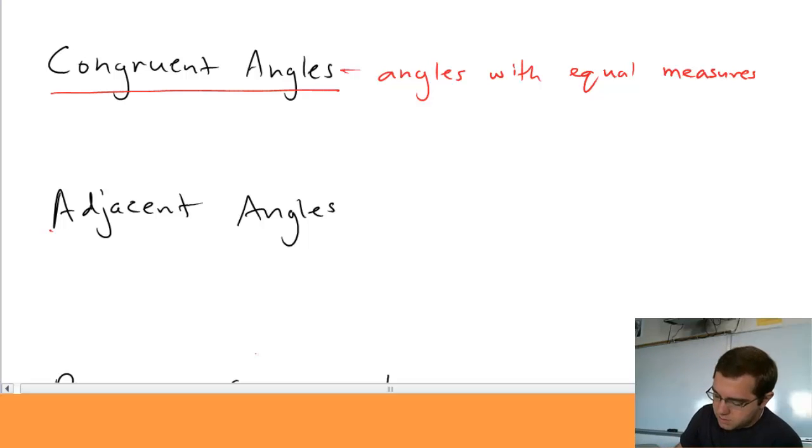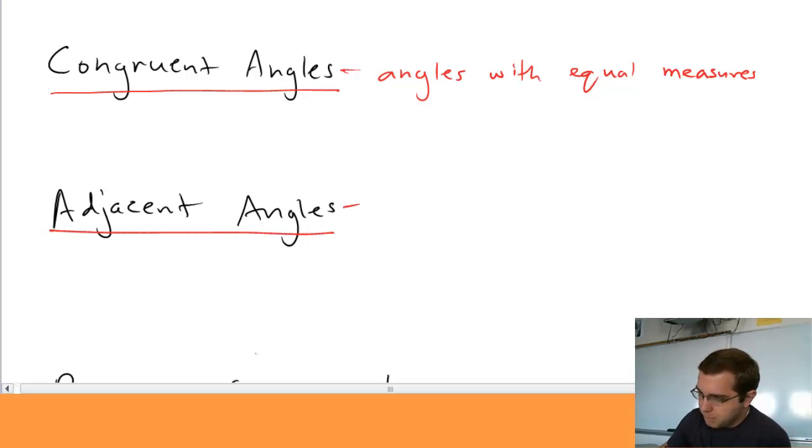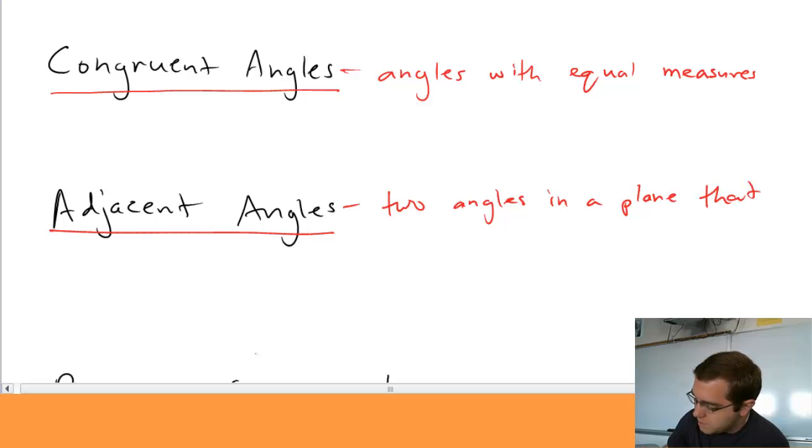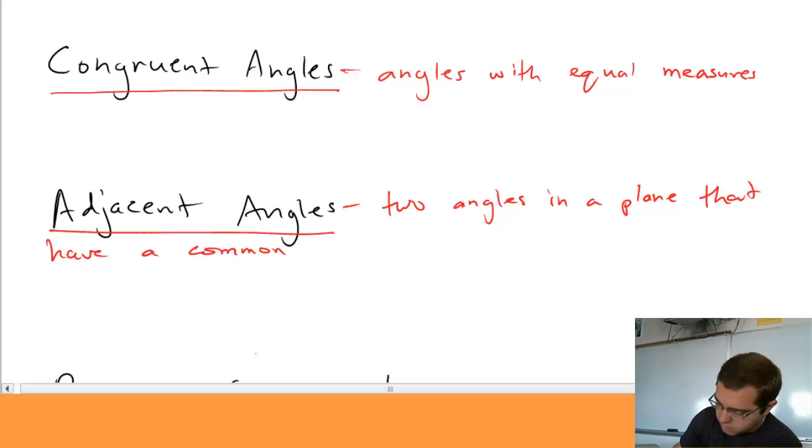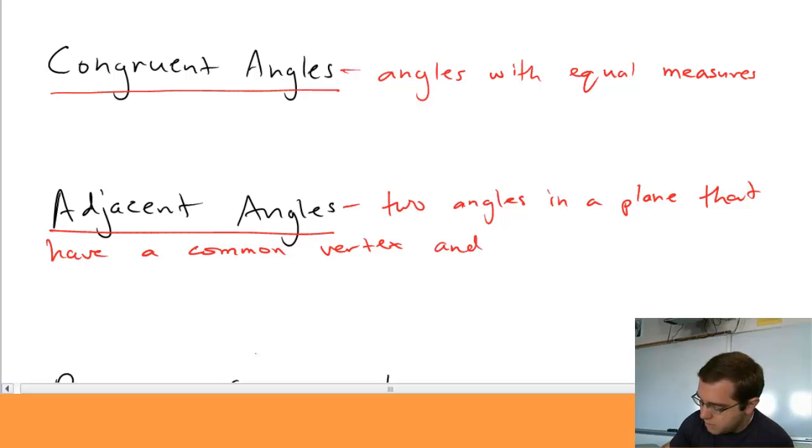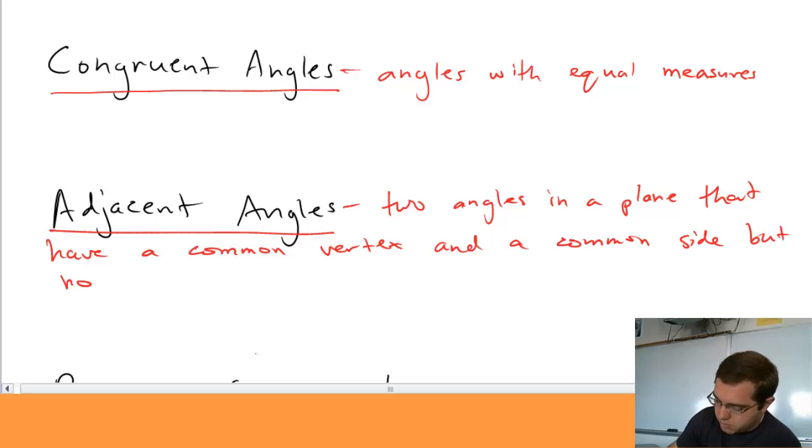Adjacent angles are two angles in a plane, so in the same plane, that have a common vertex and a common side, but no common interior points.